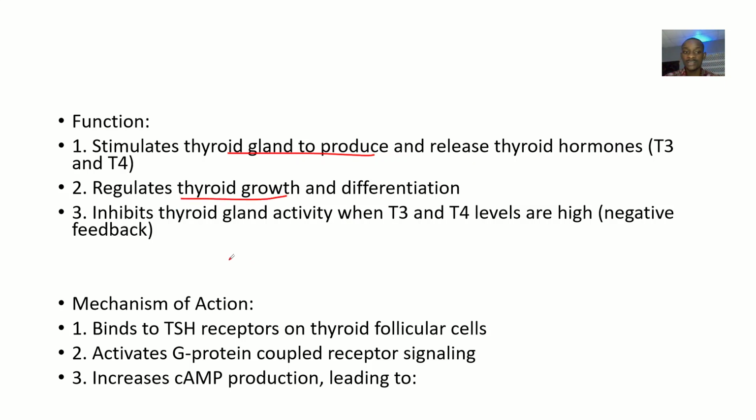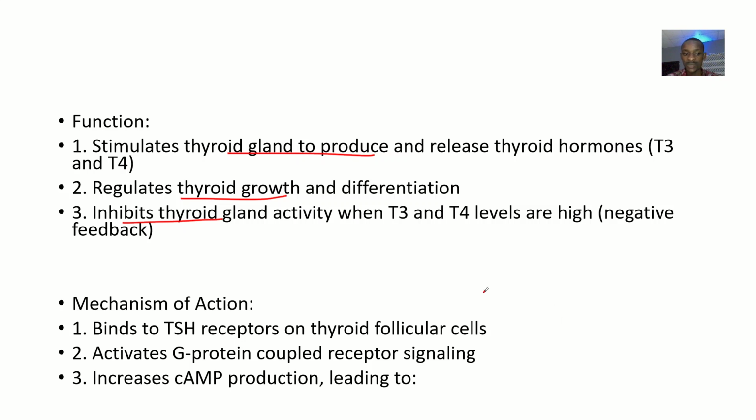That's in development. It also inhibits thyroid gland activity when T3 and T4 levels are high. When the levels are high, the body no longer needs them, so it will regulate so that the activities will stop. Not really telling the thyroid gland; TSH will stop going to the thyroid gland, so the thyroid gland will stop producing T3, because one thing leads to another.